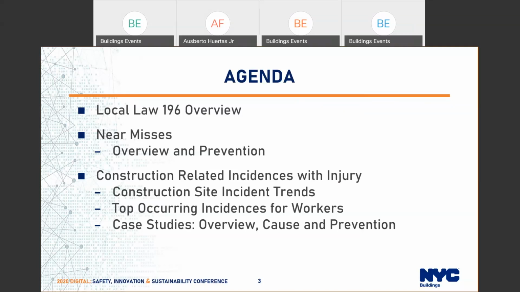We have a lot of information to share with you today, and at the end of today's course, participants will become familiar with Local Law 196 of 2017. This is an overview of the safety training requirements. Review cases of near misses and tips on how to prevent them, and discuss construction-related incidences which resulted in an injury. We will cover case studies, their causes, and how to prevent them.